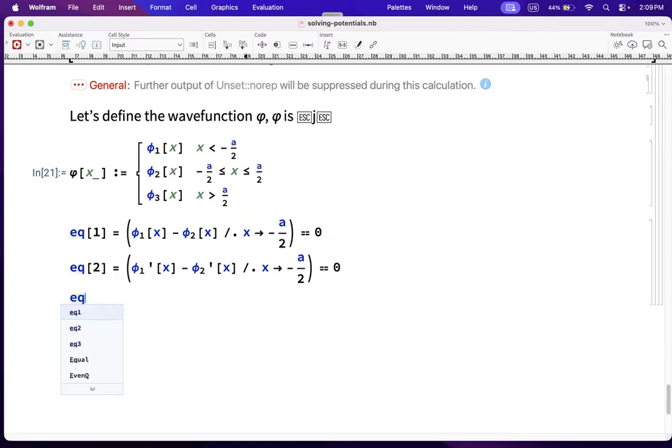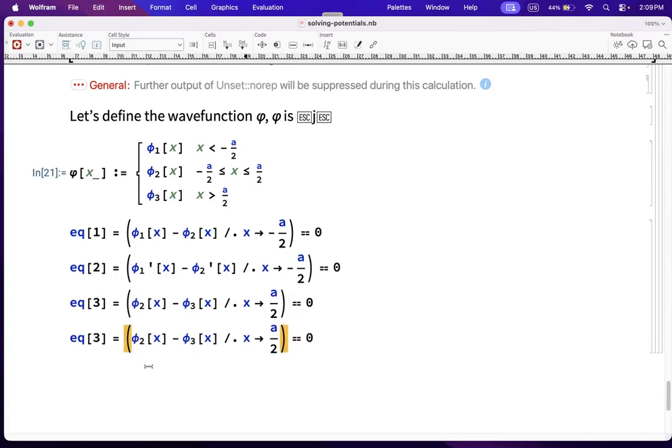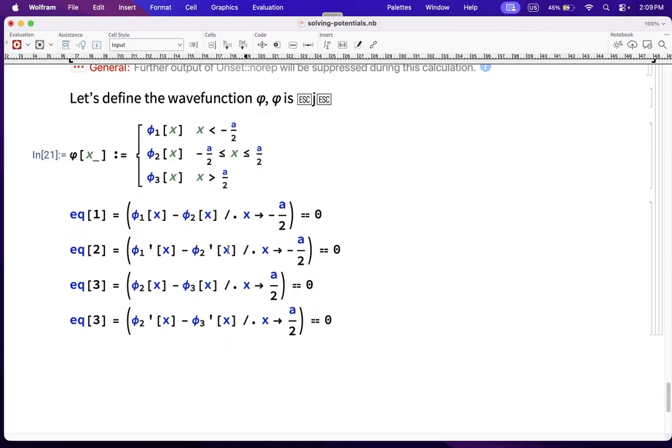Equation 3 is equal to this, right? If you like, you can copy and paste, but you have to remember to change this. In this case, it will be phi 2 here, and phi 3 here, please. But not in x equal to minus a over 2, now it's in a over 2. That is the other boundary. And finally, you can copy this and put the primes: phi 2 prime, phi 3 prime, at a over 2. That's it. We have 4 equations on the boundaries.